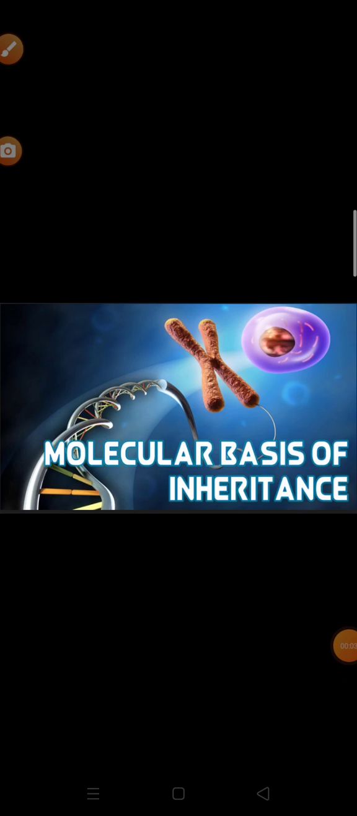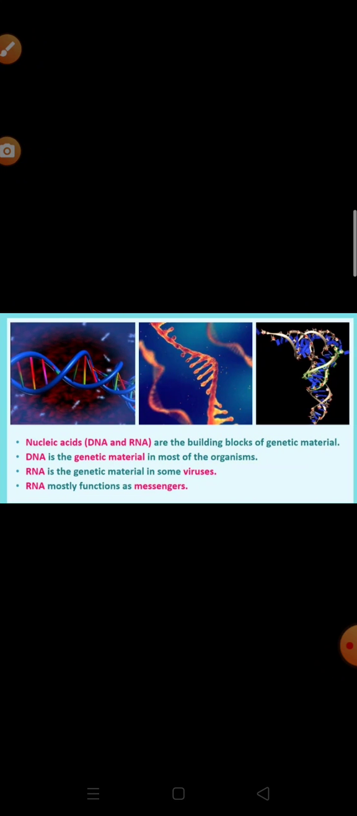Our lesson for today is the molecular basis of inheritance. The nucleic acids, that is the DNA and the RNA, are the building blocks of the genetic material. In most organisms, we find that DNA is the genetic material, and in some viruses, RNA is the genetic material. And what is the function of the RNA? They mostly function as messengers.